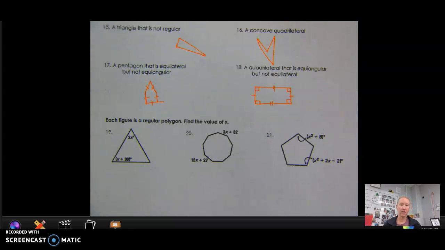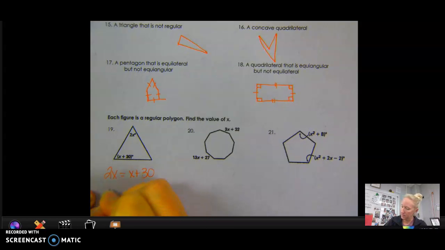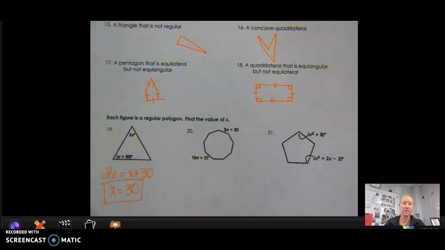Each figure is a regular polygon. Find the value of x. So if it's regular, all angle measures are equal and all side lengths are equal. So I know 2x would equal x plus 30. So I'm going to subtract 1x from both sides. So I get x equals 30. And all they want us to do on this is find the value of x.